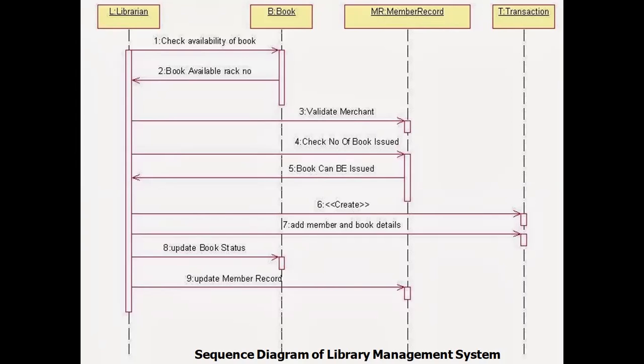All these details are reflected on the interface object. Another example we will discuss with the help of different kinds of objects. Next one is the sixth message, meaning we are creating the transaction. We need to add the member as well as book details. After that, we need to update the book status and update the member record. So these are the sequence of steps we need to follow while drawing the interaction diagram or sequence diagram.